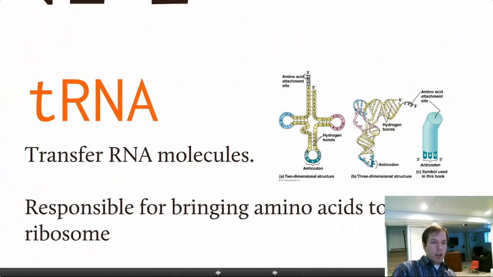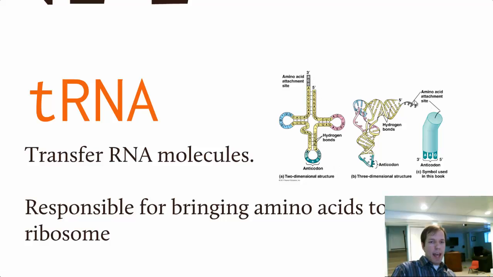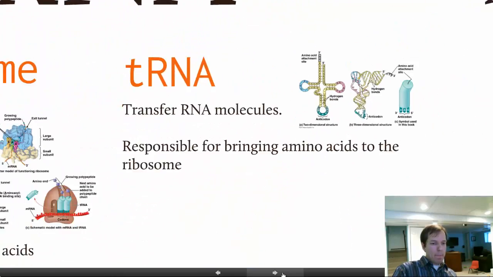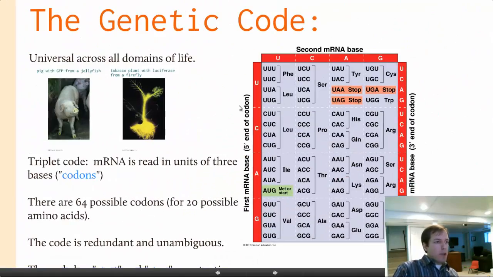tRNA, you can see the structure here. It's kind of a folded piece of RNA, and at the folded end is where the amino acid itself is going to be attached. The bottom of the tRNA is going to match up with the mRNA. The top of the tRNA is where the amino acid is going to be. In terms of the code here, the genetic code is universal.